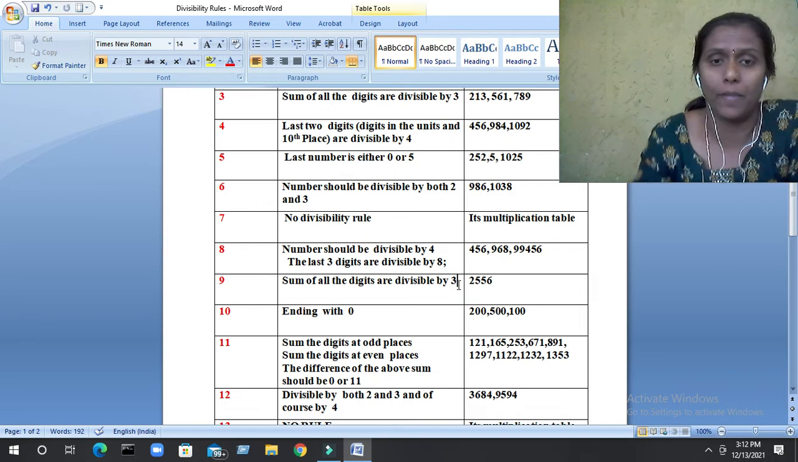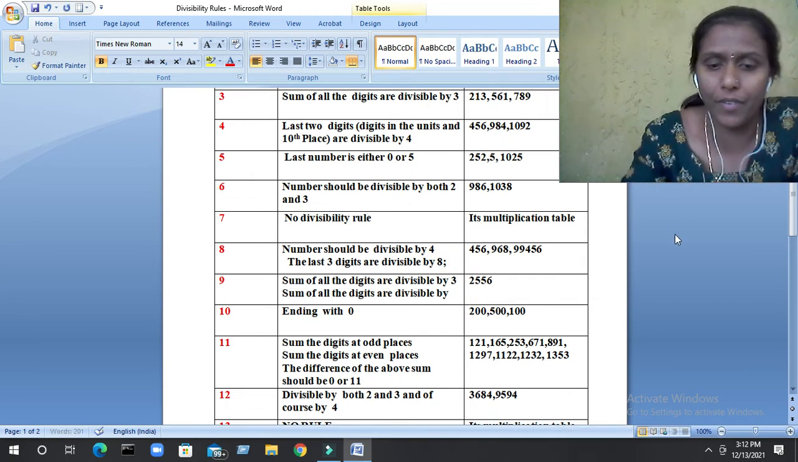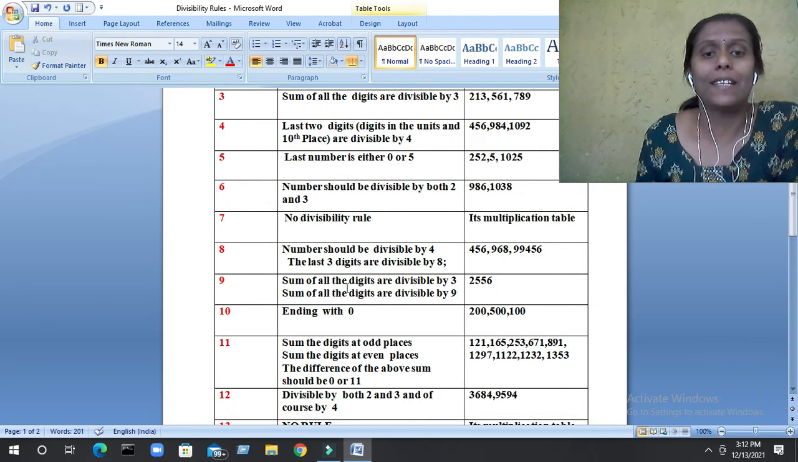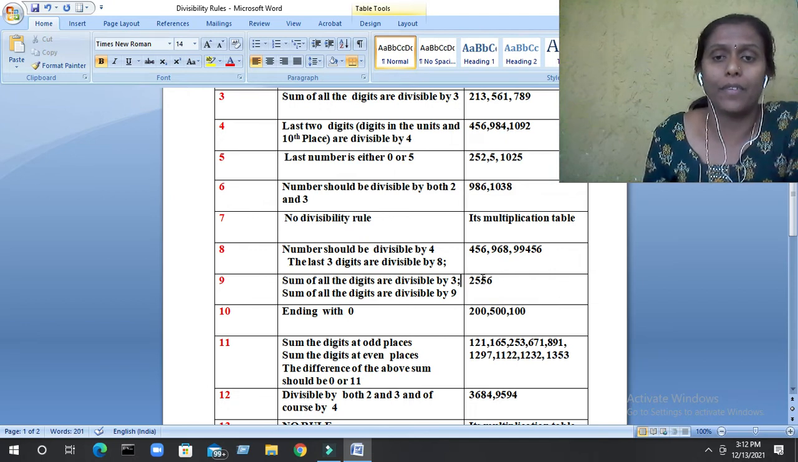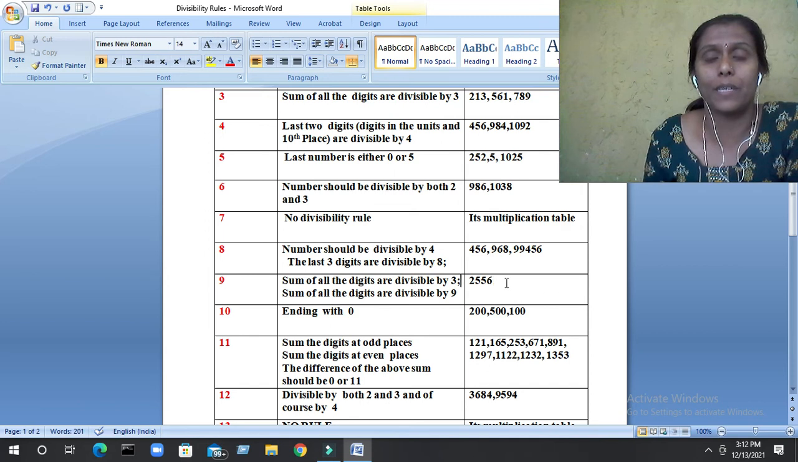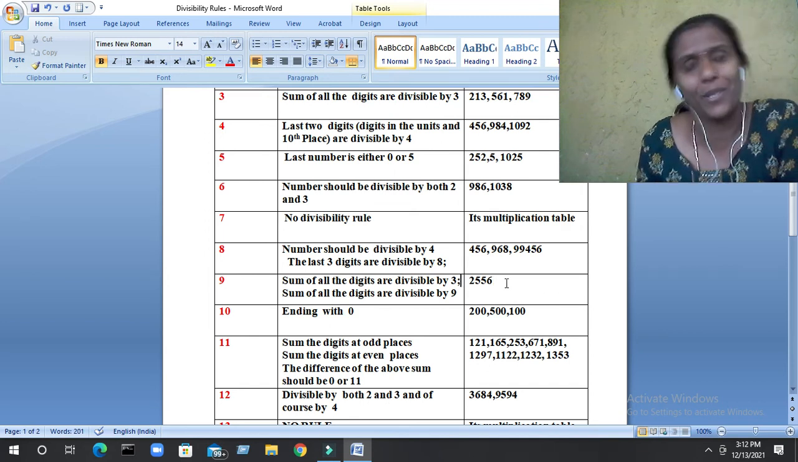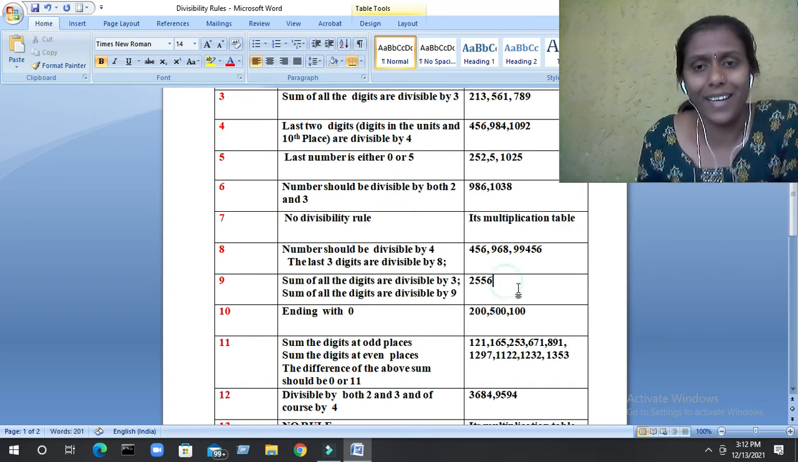Here I had written 3, and it has to be 9 also. While copy-pasting, I must have made a mistake. Please see that the sum of all digits is divisible by 9. That will be the second cross check. 2 plus 5 is 7, 7 plus 5 is 12, 12 plus 6 is 18, and 18 is divisible by 9. It means this number is also getting divided by 9.